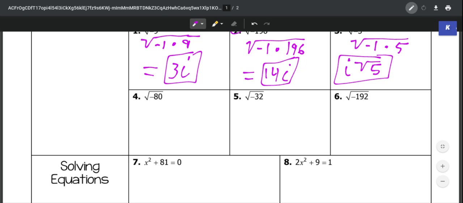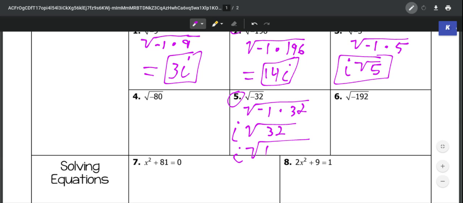All right. So on number 5, we have the square root of negative 32. We're going to rewrite that as negative 1 times a positive 32. So immediately we can take an i out, because the square root of negative 1 is i. We'll be left with the square root of 32 on the inside. But we can break that down even further, as the square root of 16 times 2.